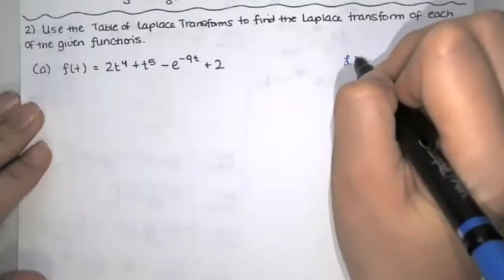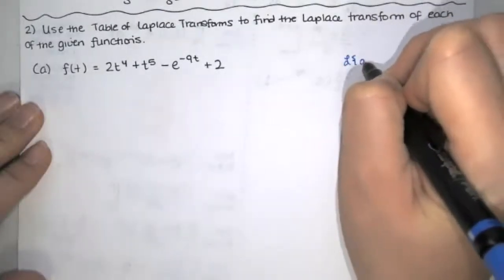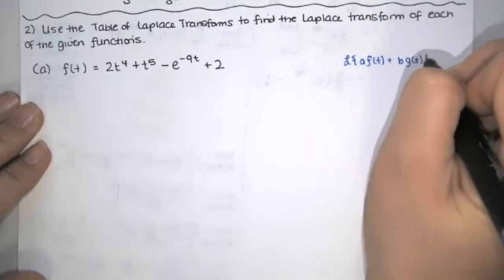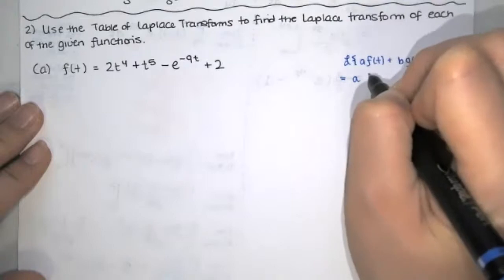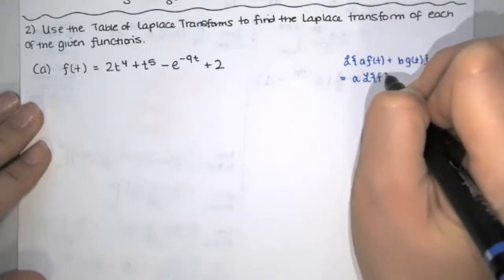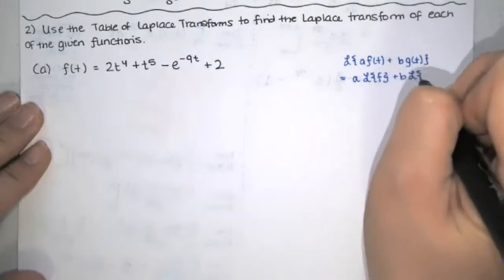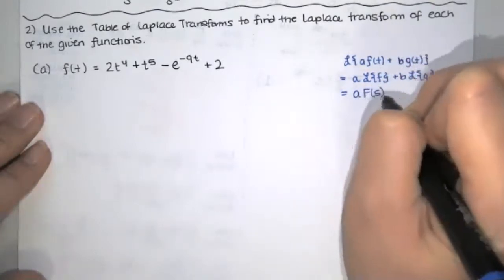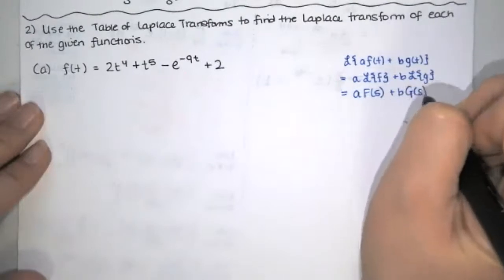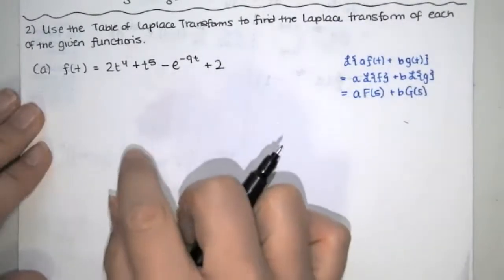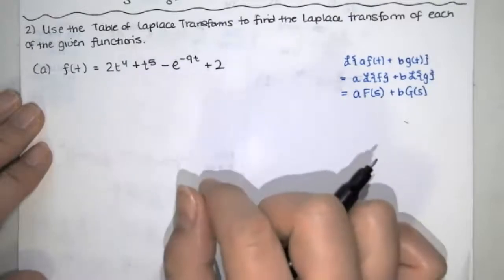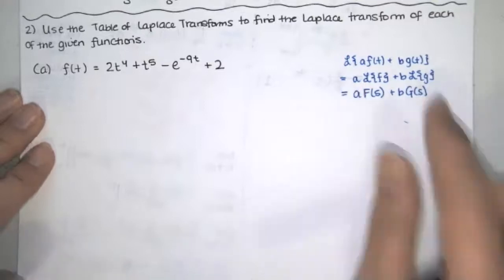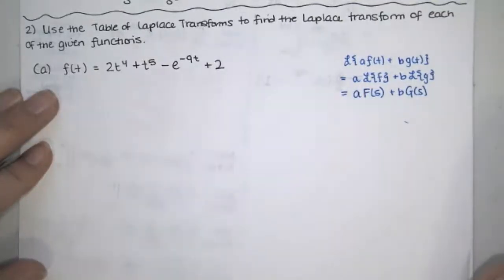Now remember our linearity property. If you have a constant times f of t plus a constant times g of t, the Laplace transform of that is a times the Laplace transform of f plus b times the Laplace transform of g. Or in other words, this is a times F of s plus b times G of s. So that means if I have a sum or a difference of a number of terms here, we can just take the Laplace transform term by term because this operator is linear.